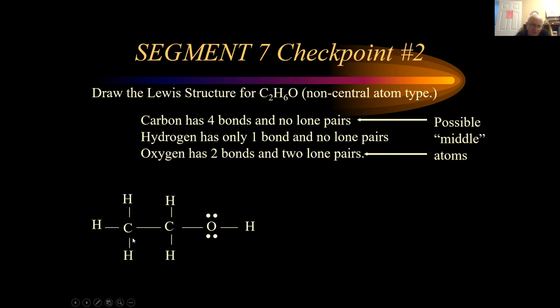4 bonds on that carbon. That carbon's in good shape. 1 bond to each hydrogen. The hydrogens are all just 1 bond. This carbon's got 4 bonds attached to it. This oxygen has 2 bonds and 2 lone pairs. So I can put one of the carbons in the middle and I get this molecule. It's a very, very well-known, notorious molecule. It's called ethanol, and it's grain alcohol.